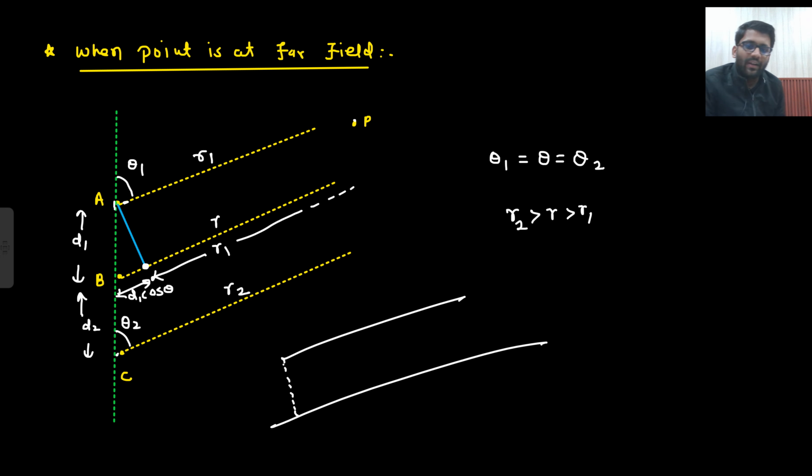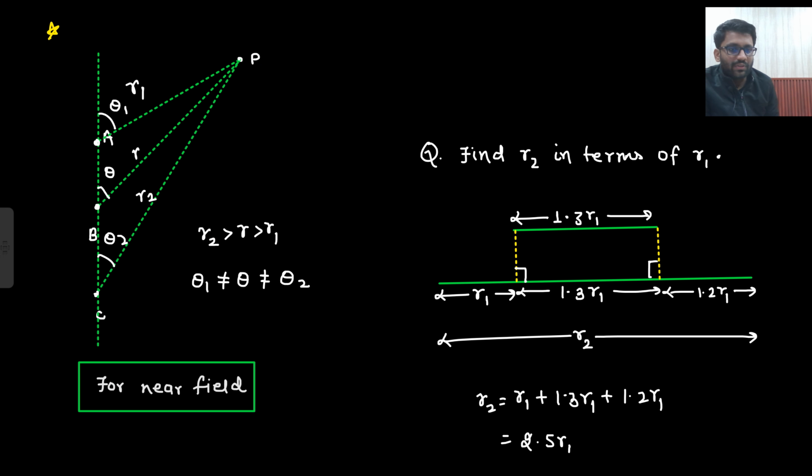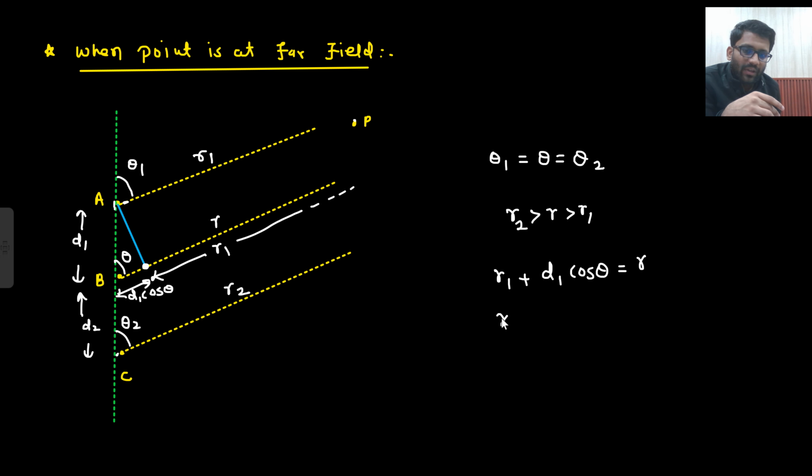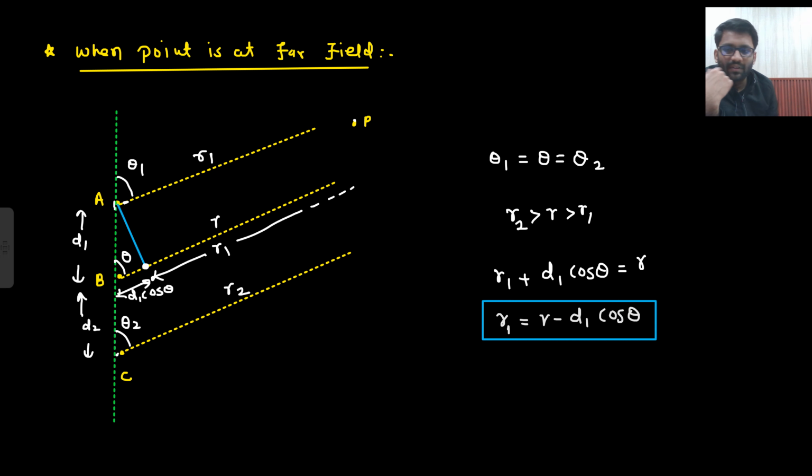So this is why I took this question. From two parallel lines, if you draw a perpendicular, that means you are taking the projection of the smaller line on the longer line. Whatever portion is left will be your extra distance. So certainly I can write down one thing: R1 plus D1 cos theta is equal to R. The angle is theta. So from here can I find out my R1 value? R1 is R minus D1 cos theta. This is your R1.